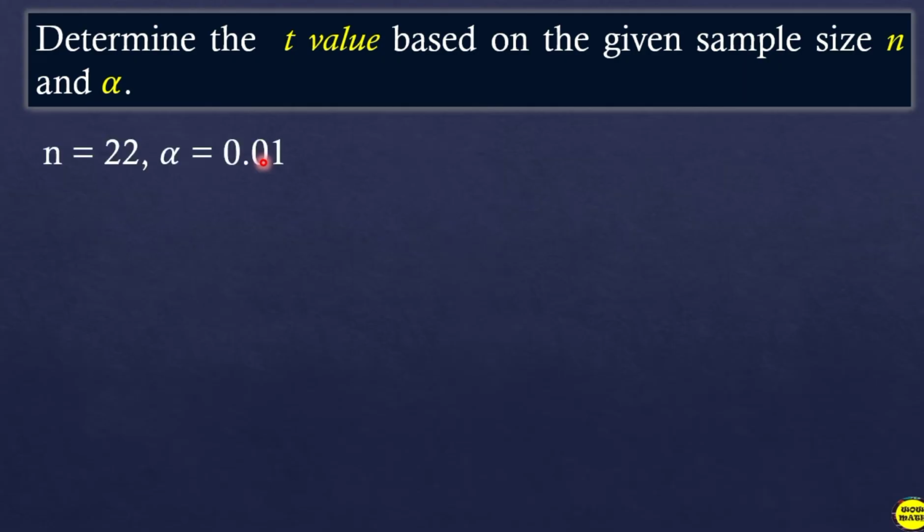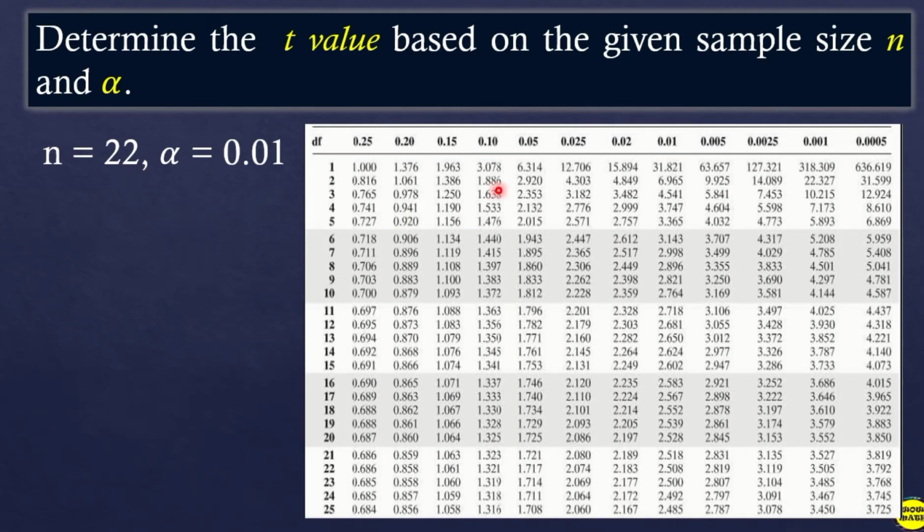So, first, kunin muna natin yung mga given natin. So, yung area natin in a right tail is 0.01 and then the sample size is 22. Pero dito kasi, kapag kuha natin ng t-value, kailangan natin kunin yung degrees of freedom. So, ilan ba yung degrees of freedom natin? Ang formula lang naman para kunin yung degrees of freedom is n minus 1. So ibig sabihin babawasan lang natin ng isa yung sample size natin. So therefore, 22 minus 1, the degrees of freedom is 21.